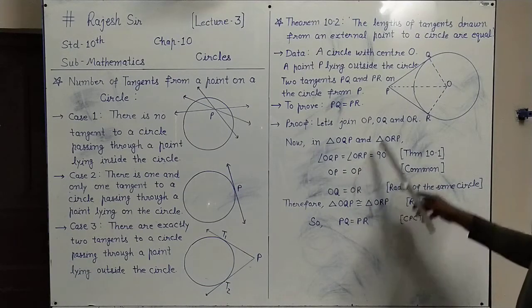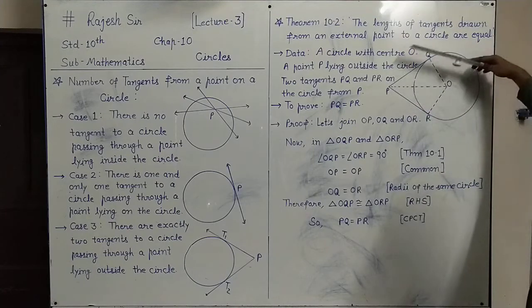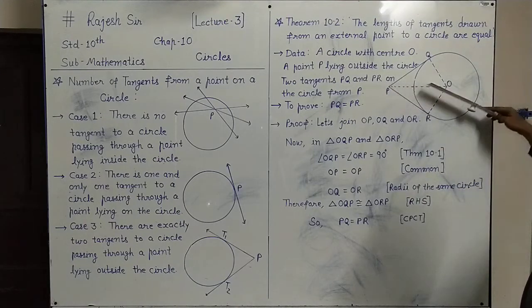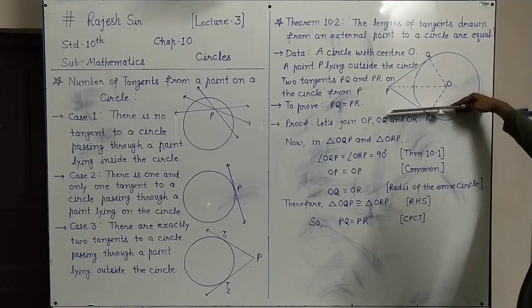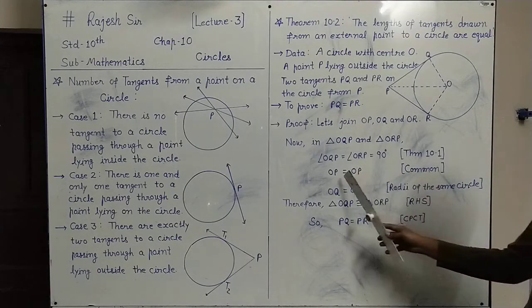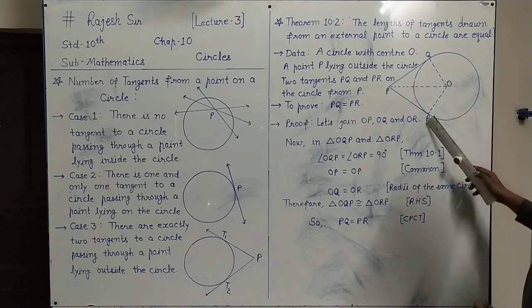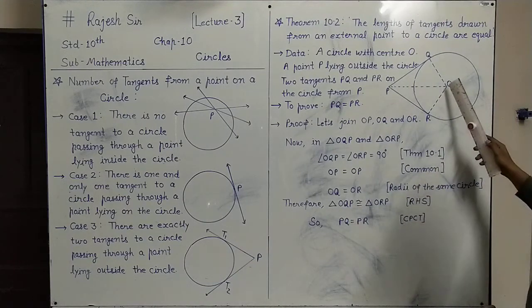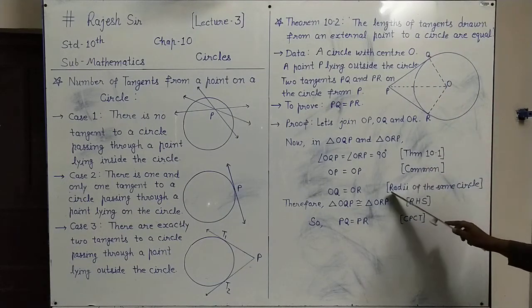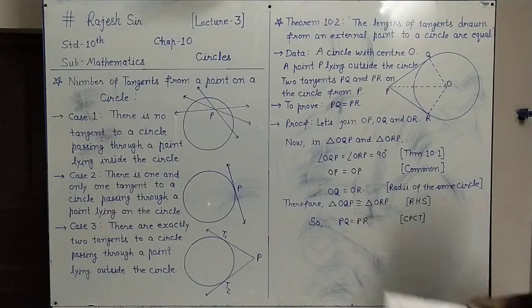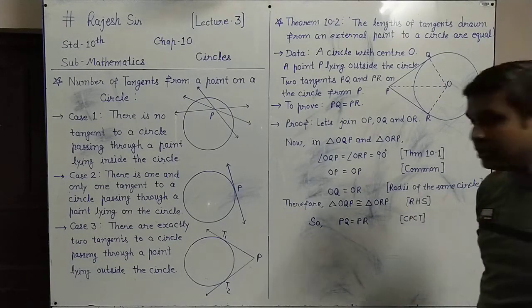Next, OP equals OP in both the triangles. OP is common. OP comes in this triangle also, OP comes in this triangle also. So it is common, that's why equal. Next, OQ equals OR because they are the radii of the same circle. Radii of the same circle will always be equal.